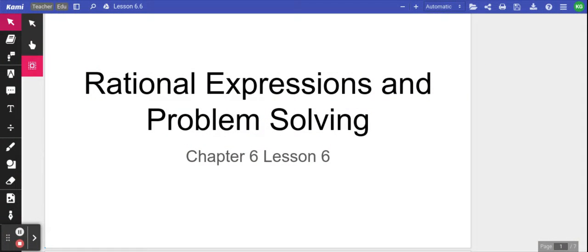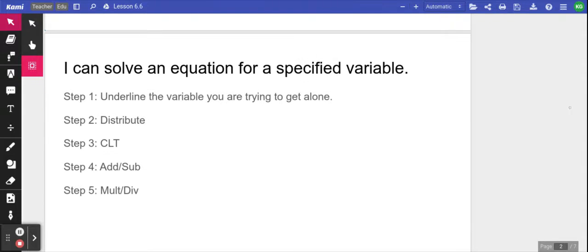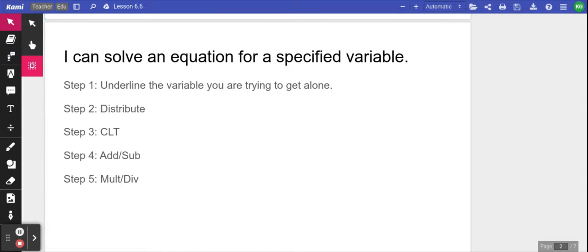Chapter 6, Lesson 6, Rational Expressions and Problem Solving. First thing we're going to do in this section is solve equations for specified variables.